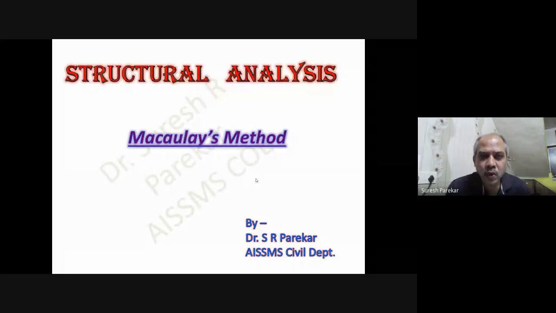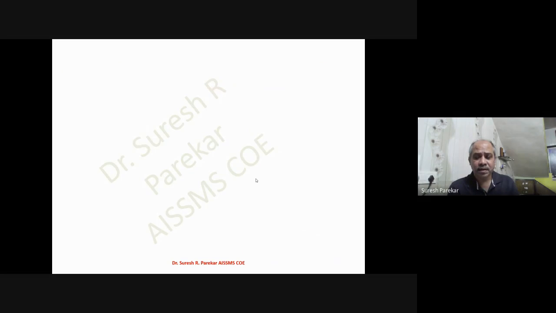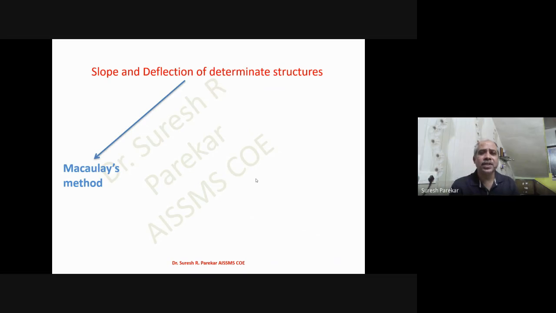Good evening. Today we are going to solve, or we can say analyze, determinate beams by Macaulay's method. When we say analysis of determinate beams, generally we require deformations. Deformations means slope and deflection, that is linear displacement. And then we have methods available for this slope and deflection.